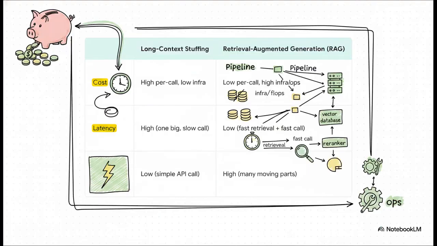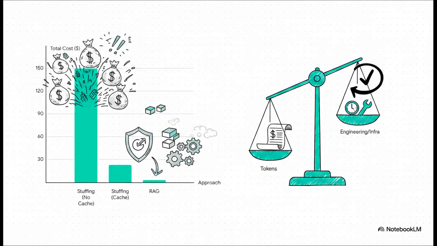Let's start with the 30,000-foot view, right? On one side, you've got long context stuffing. It's kind of beautiful in its simplicity. It's just one API call. That's it. But that one call can be pretty darn expensive and slow. On the other side, you've got RAG. It's way cheaper and faster for each individual query, but now you're on the hook for a whole pipeline of moving parts. You've got a vector database, maybe a re-ranker, and all the operational headaches that go with keeping that machine running.